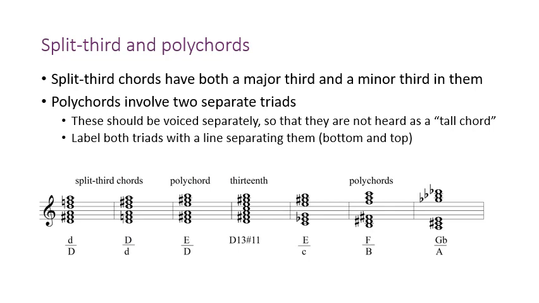So here's again my E over D, and here's an E over C minor, F over B, and G flat over A. Now, depending on which types of triads you're combining, you can get different levels of dissonance, obviously, between those two chords.